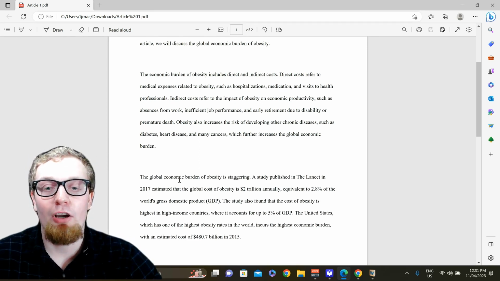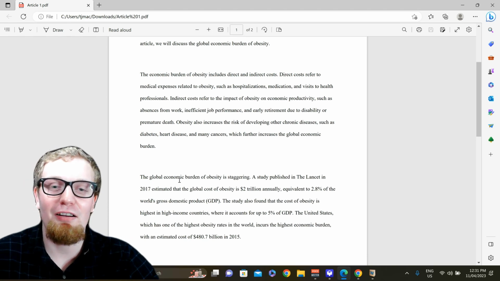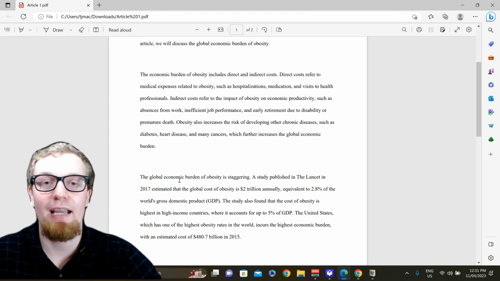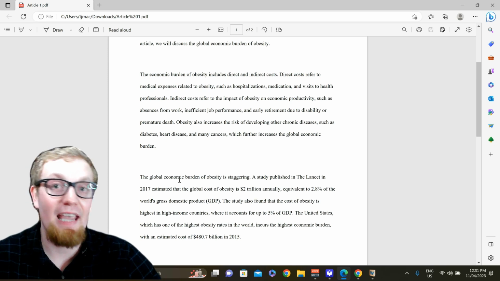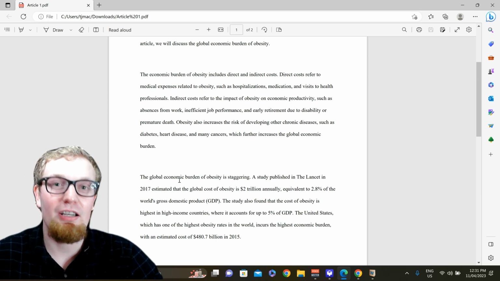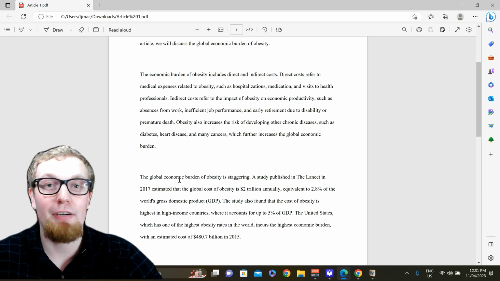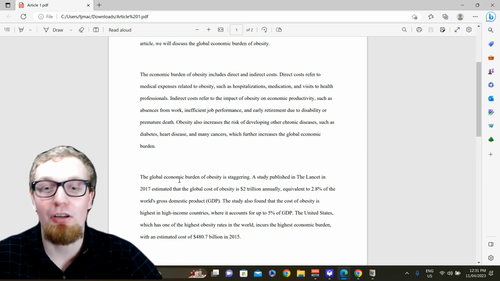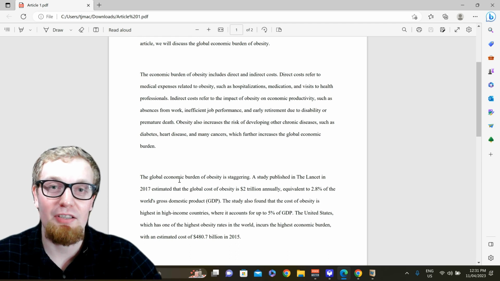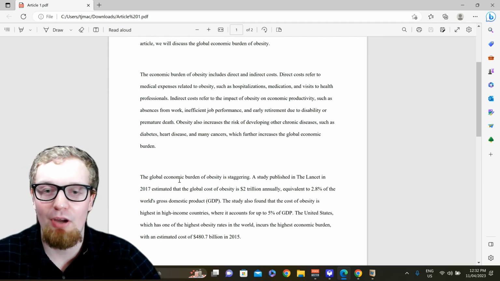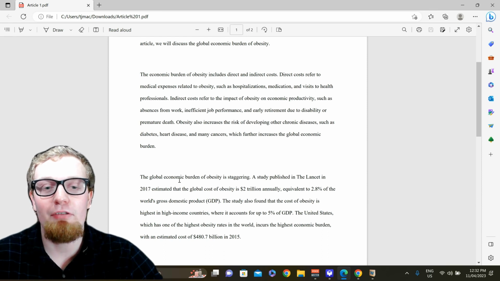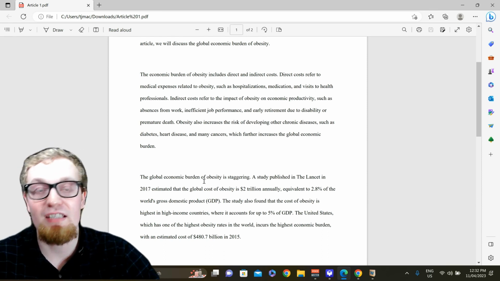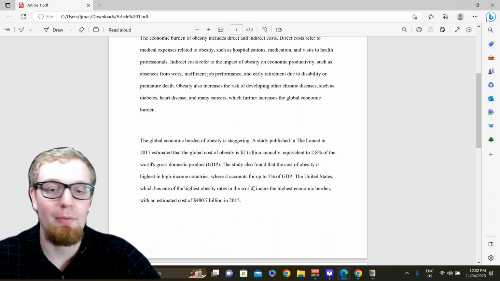Obesity also increases the risk of developing other chronic diseases, such as diabetes, heart disease, and many cancers. So then you're going to have the economic burden of trying to treat all those diseases, going to see a cardiologist, going to see an oncologist because you have cancer associated with diabetes, with obesity, which further increases the global economic burden, right? All of this is costing our economy massive amounts of money.